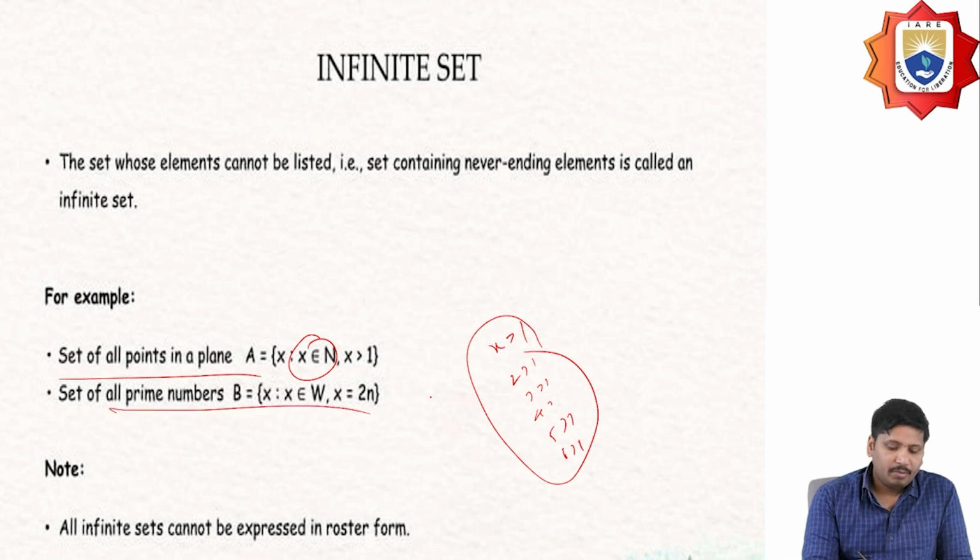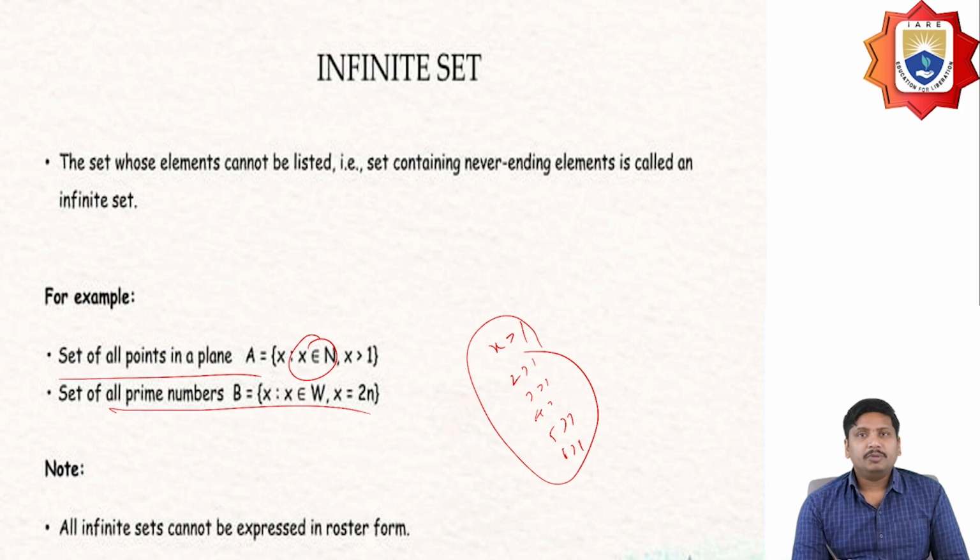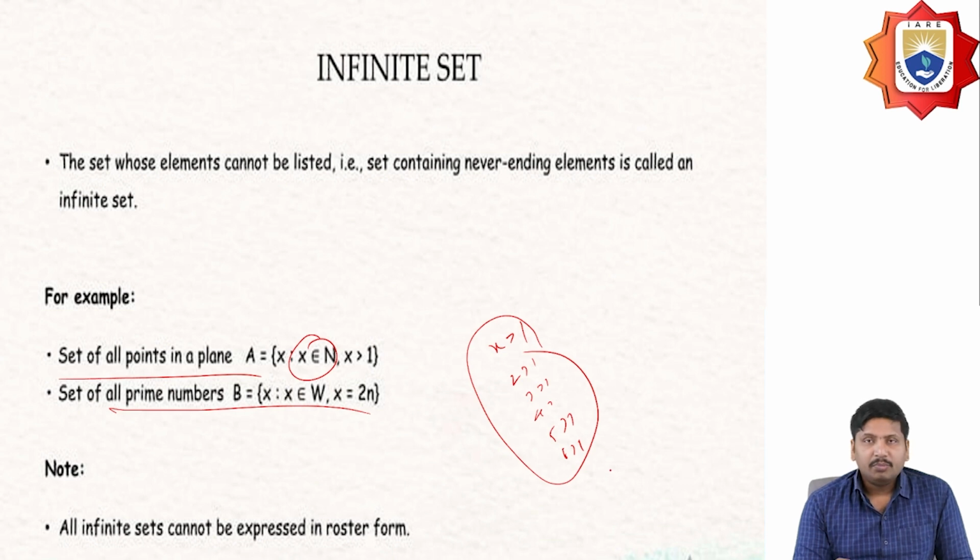And the set of all prime numbers. And x is equal to 2n. So an infinite set cannot be represented in roster form; that is the note you have to remember. An infinite set is a set whose elements cannot be listed and which contains never-ending elements. And for the set of all points in a plane, x is equal to {x such that x is less than 1}. And the set of all positive numbers x such that x is equal to 2n.